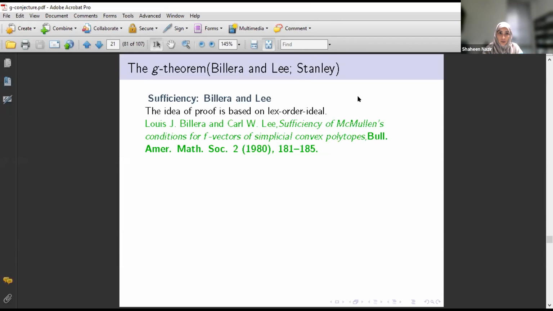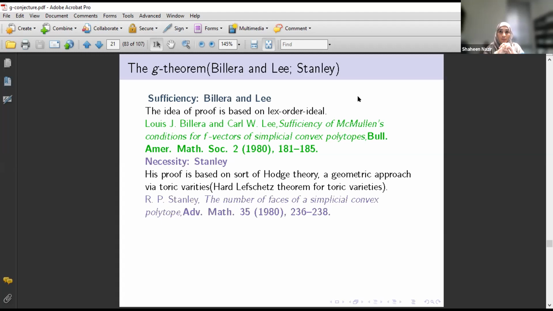And this is the reference for this work. Okay, and the necessity is given by Stanley in almost the same year. His proof is not complicated, because for this necessity condition he used Hodge theory on the intersection cohomology of simplicial toric varieties. So he used a geometric approach with these toric varieties. The conditions which you have seen in the M vector are very closely related to the Lefschetz property, and these Lefschetz properties come from the Hard Lefschetz theorem. And this is the reference for his work.